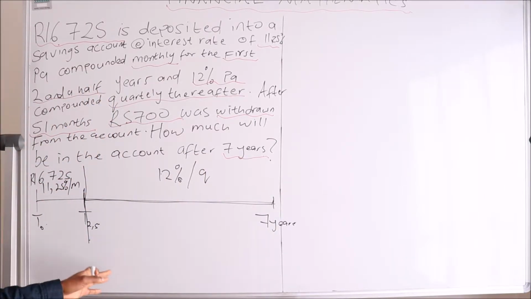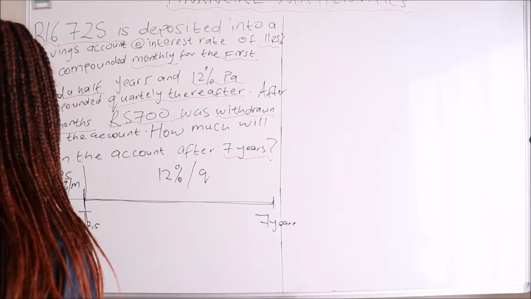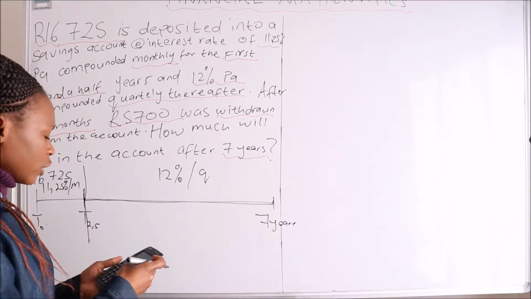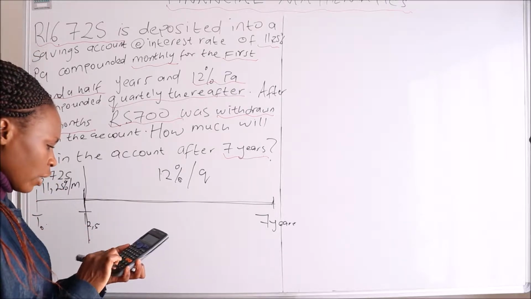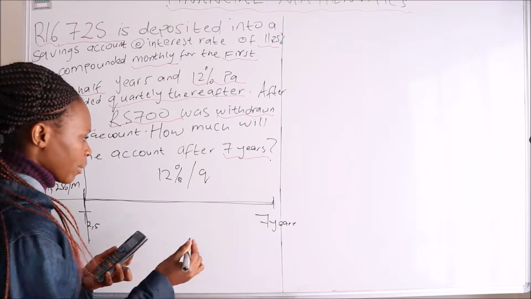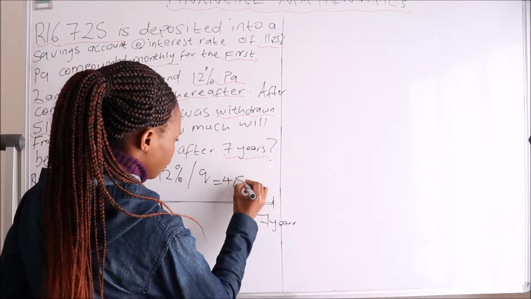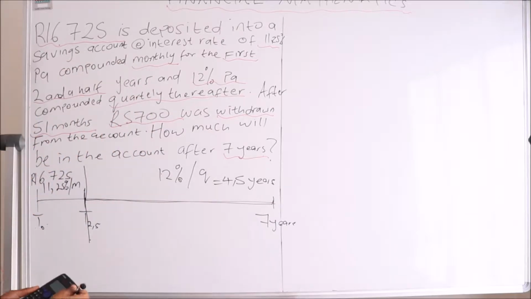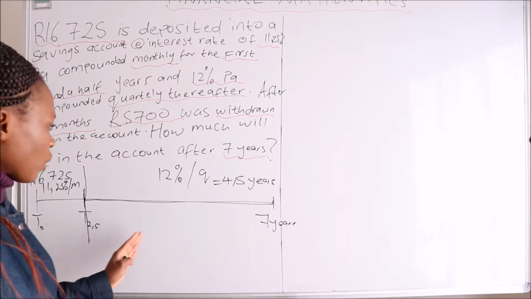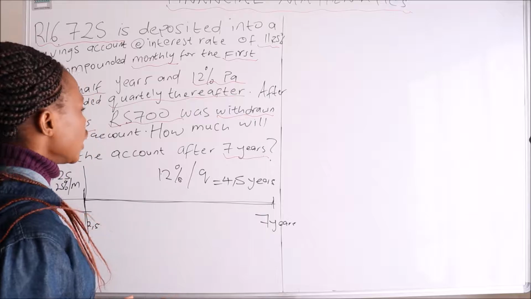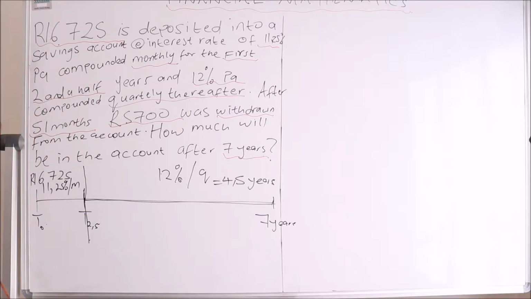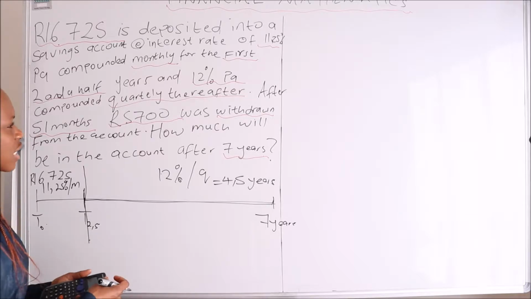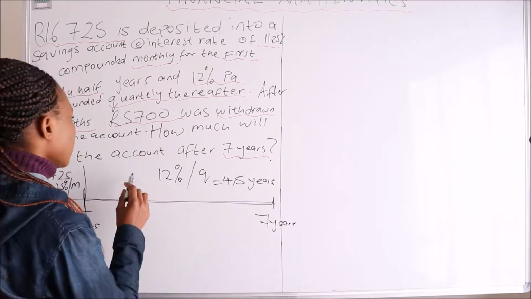So that is from 2.5 to 7 years, which means that the compounding at 12% would have happened for 4.5 years. Because the first 2.5 years is 11.25%, and the remaining time, which is 4.5 years, will be compounded at 12% quarterly. And then after 51 months, 5,700 was withdrawn from the account.